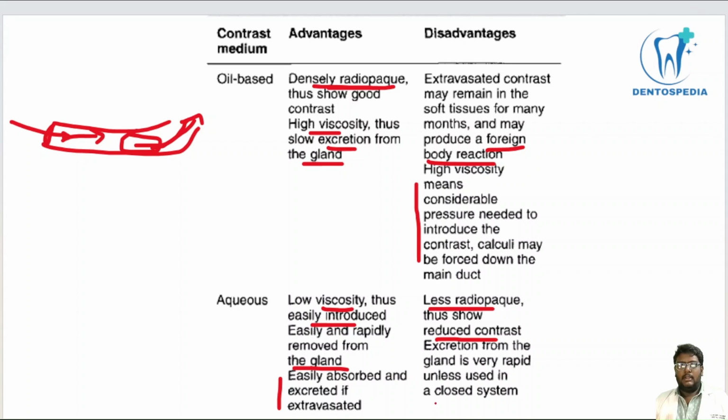And excretion from the gland is very rapid unless we use a closed system. We have discussed that it can be easily introduced and easily evacuated. So easy evacuation is also kind of a disadvantage, right? It has to maintain a certain duration so that we can take radiographs, around 5 to 10 minutes. Because we are using aqueous solutions, it can be easily excreted. So that is both an advantage and a disadvantage. Okay.